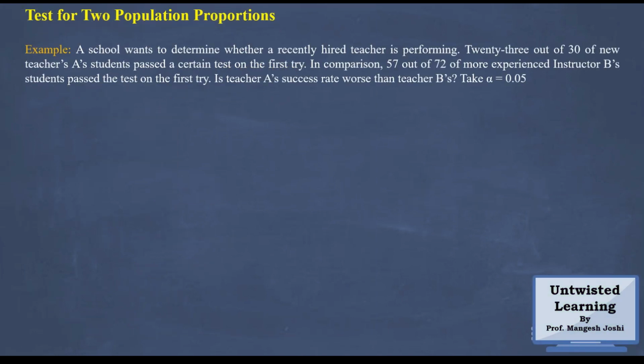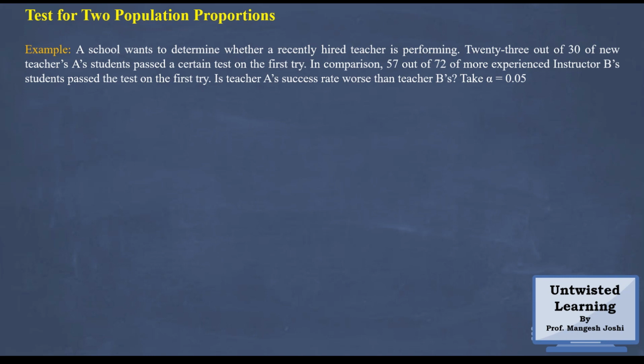Now, test for two population proportions. So let us see an example. A school wants to determine whether a recently hired teacher is performing well. 23 out of 30 of new teacher A's students passed a certain test on the first try.